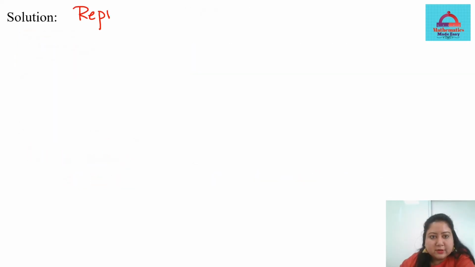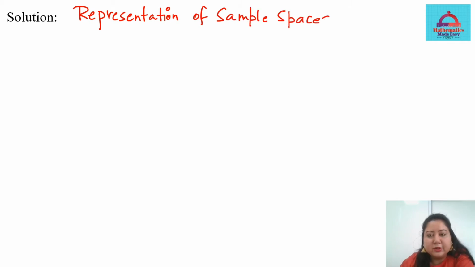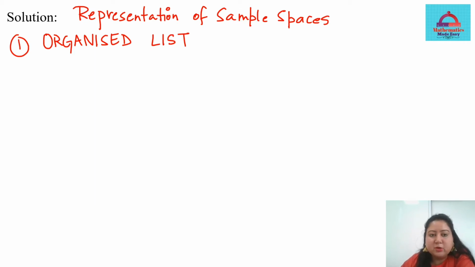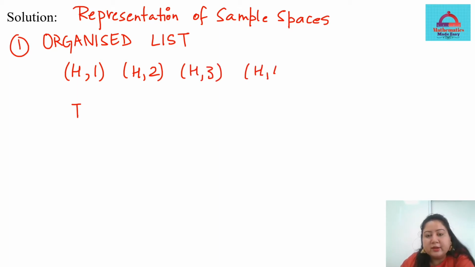What we are trying to recall here are the 3 different ways of representing a sample space. You have already seen the possible outcomes in the experiment. So let's do the first one, which is the organized list. For the first experiment, when you are tossing the coin, either head can come or tail can come. And for the die, there are 6 possibilities. So let's do the combinations. This one is when you have a head on the coin and number 1 on the die. Similarly, head 2, head 3, head 4, head with number 5, head with number 6.